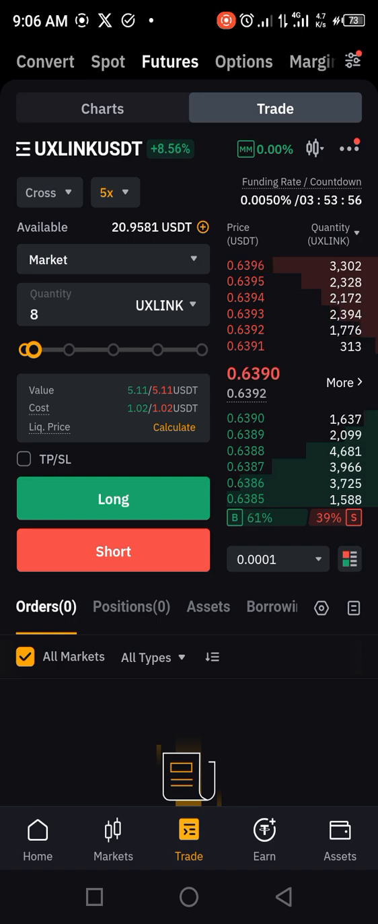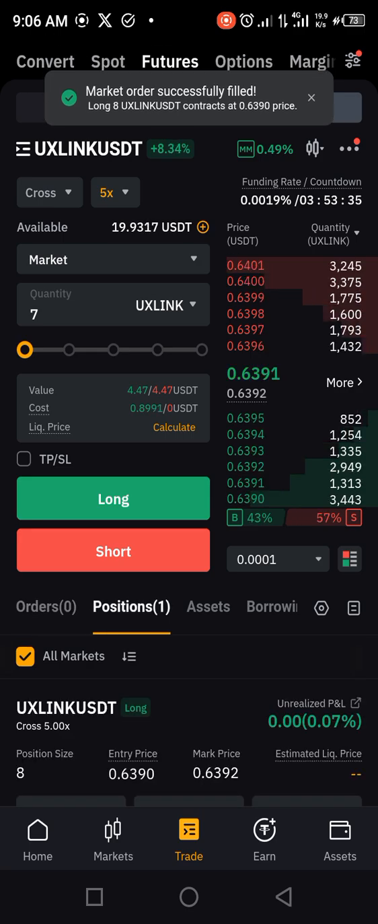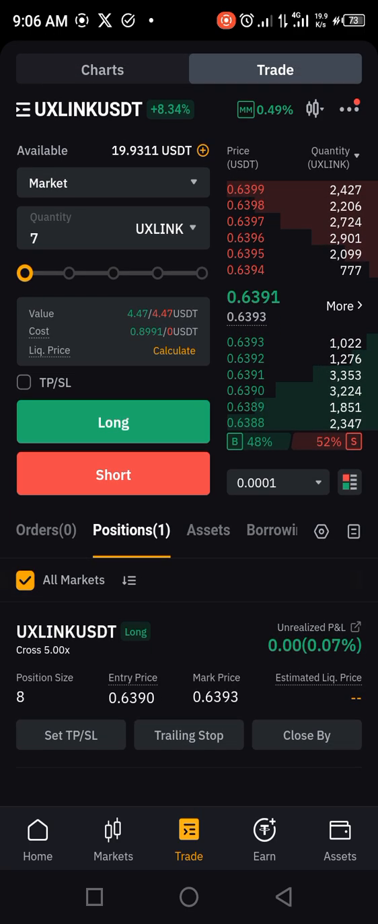Right? As a beginner, you need to start little by little, right? Until you get a full understanding of what you're doing. Now you use just 5% of your capital, which is $1.02. Now then you click long. You can see that this trade has started running. This trade is on right now.